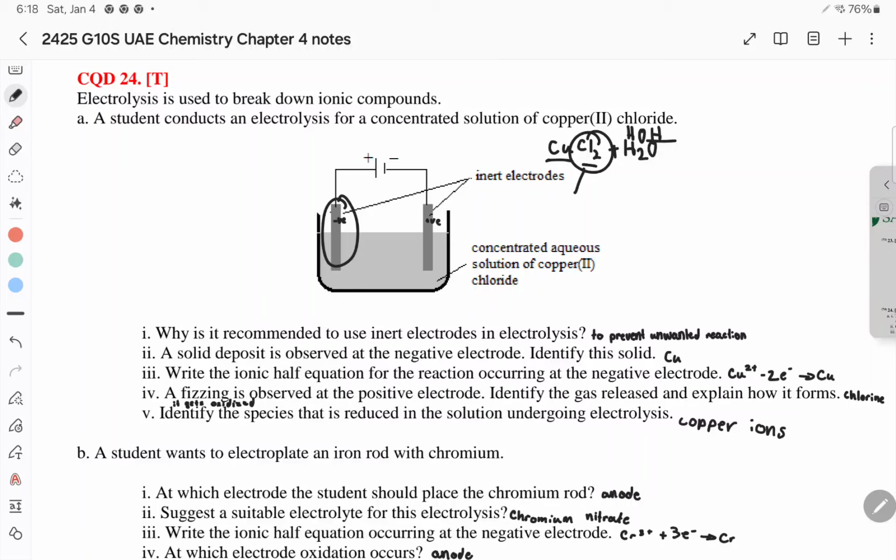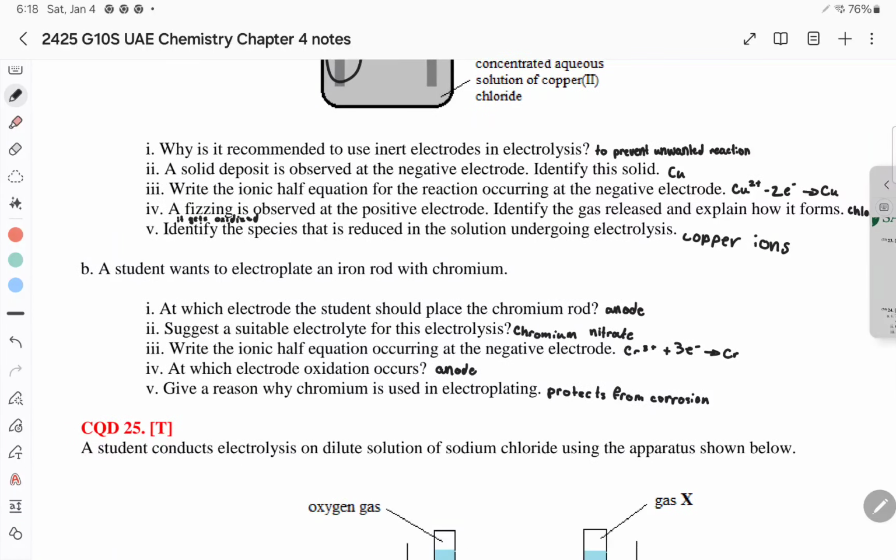Now, identify the species that gets reduced in the solution during electrolysis. What gets reduced at the cathode? The copper will go to the cathode and get reduced. The ions, specifically. Because at the cathode, we started off with Cu2+, which are ions.